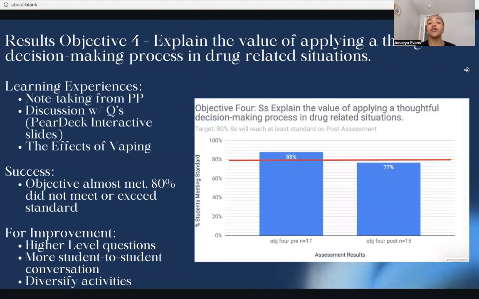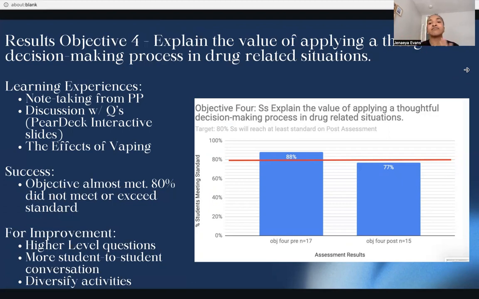So, explaining the value of applying a thoughtful decision-making process in drug-related situations. So here again, they already met this objective from the get-go. So I really could have taken a different direction and challenged them more with higher level questions.